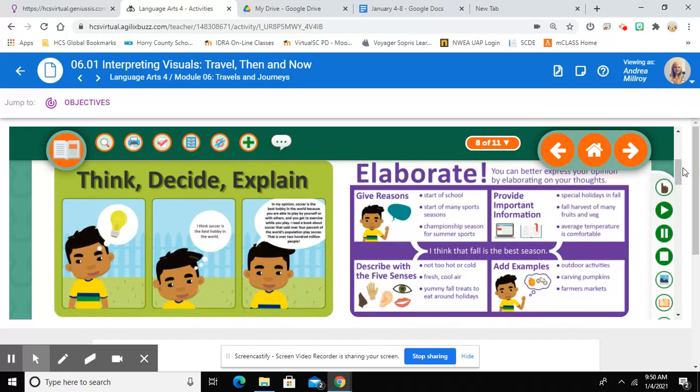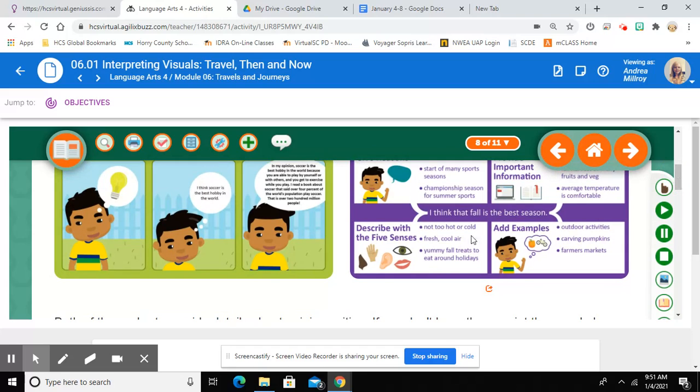Think, decide, explain. Think about your idea, decide what you're going to say, and then explain it. Remember to elaborate. You can better express your opinion by elaborating on your thoughts. Give reasons: start of school, start of many sports seasons, championship seasons for summer sports. Provide important information: special holidays in the fall, fall harvest of many fruits and vegetables, average temperatures are comfortable.